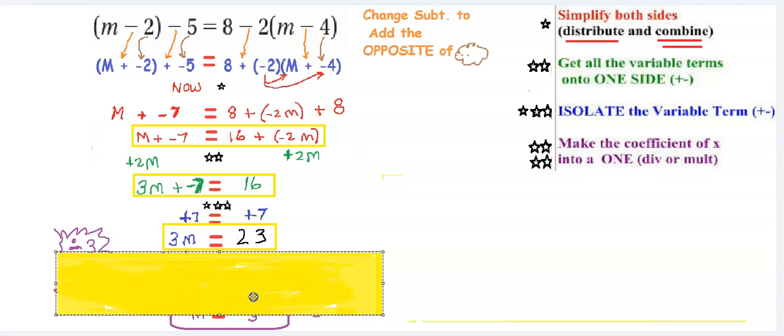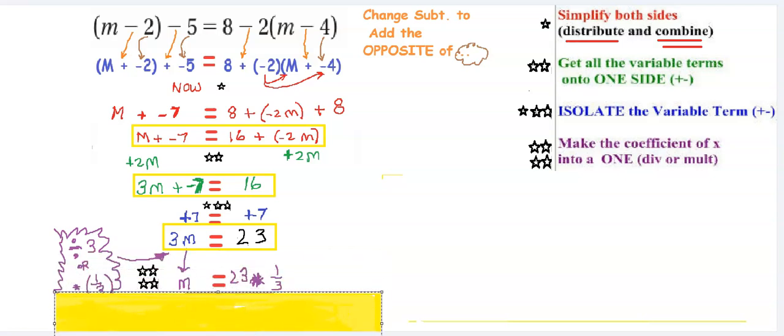Now I have 3 times m. In the fourth step it says make the coefficient of the x into a 1. So in this case it's an m, not an x. So to get that 3 to be a 1, it's now 3 times m, I'm going to divide by 3. So I have to divide both sides by 3. That will give me m on the left and 23 divided by 3. You could also think of that as multiplying by 1/3.